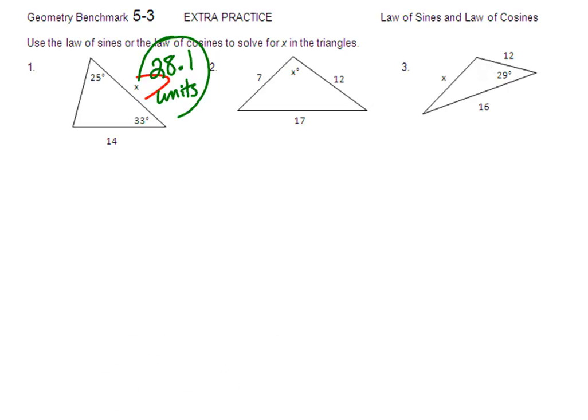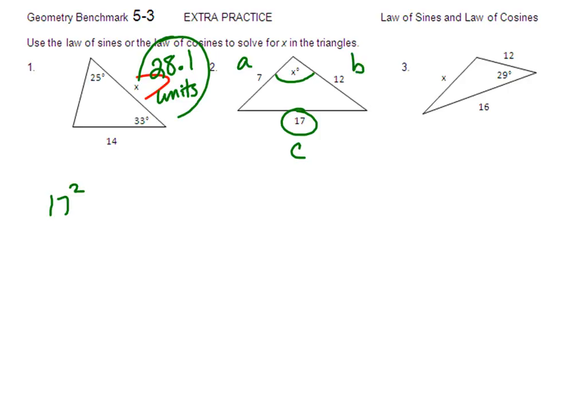Now I'm going to go back to number 2. Law of cosines again, because I just have one angle that's being marked. So I know it's going to be law of cosines. So I'm going to do the side opposite is that little c. This is kind of like a, b, and c. So I'm going to do the c squared.